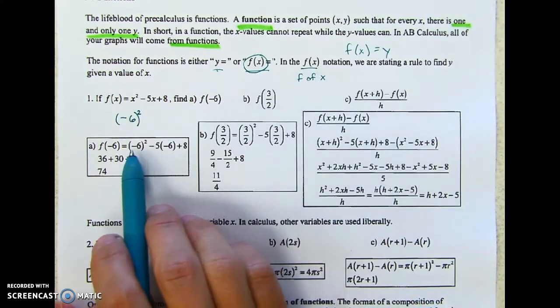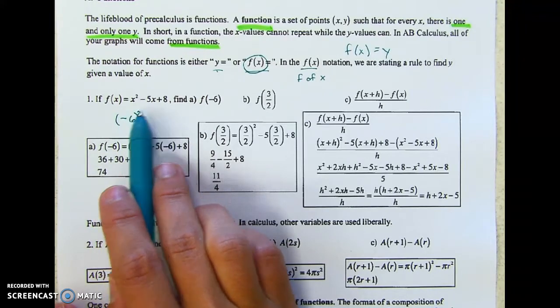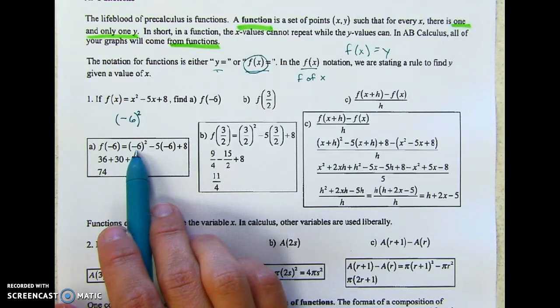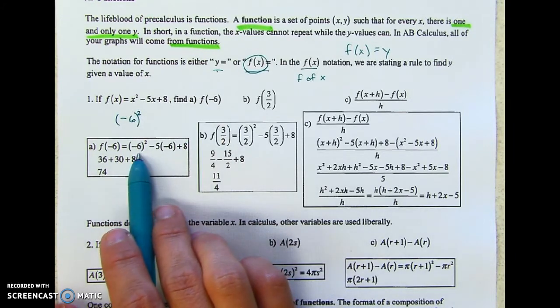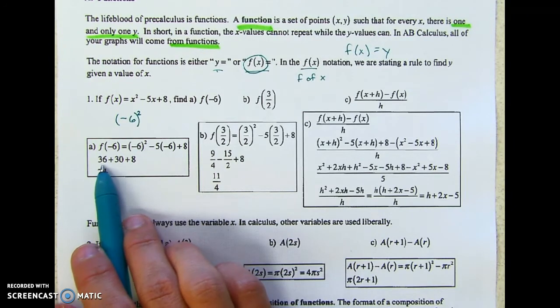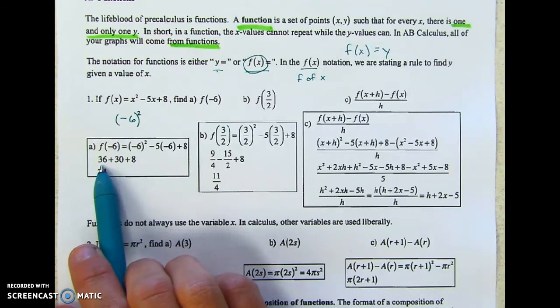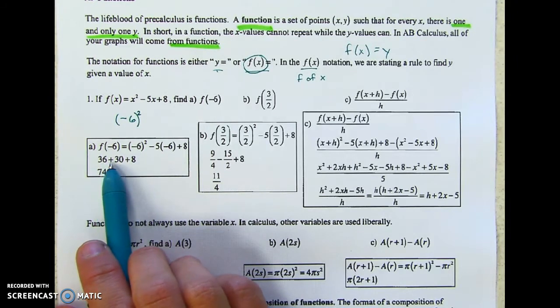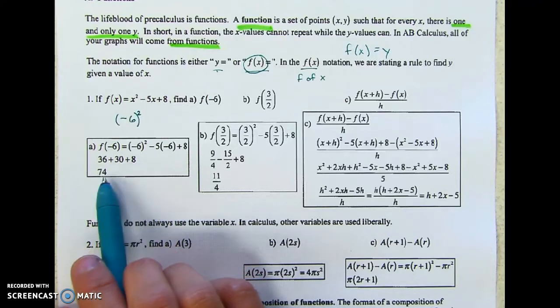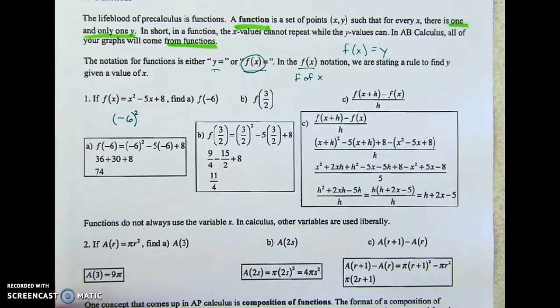So you see here, wherever there is an x, the x has been removed and parentheses have been replaced. And then inside the parentheses goes your x value, because -6 squared is actually a positive 36. So you see here we have positive 36 plus 30, because a negative times a negative is a positive, plus 8, and then we get the answer 74.